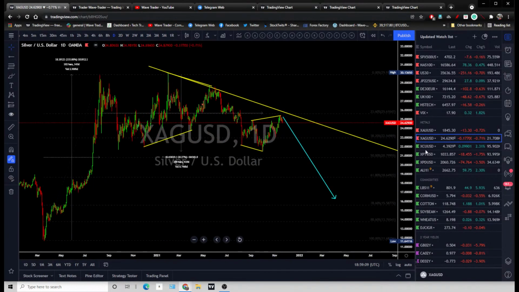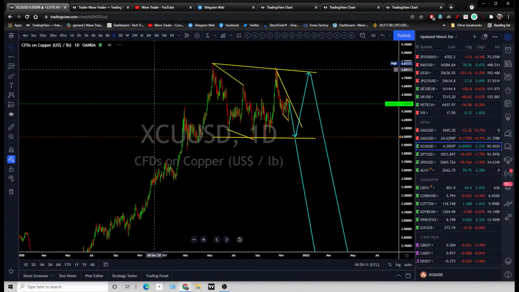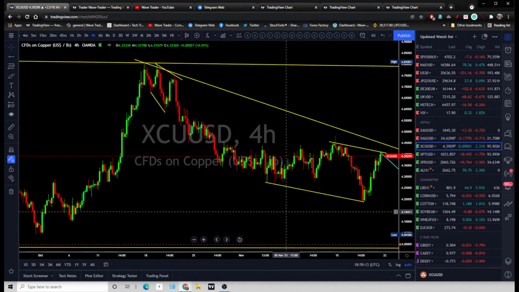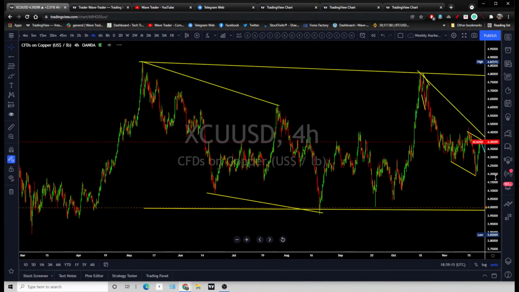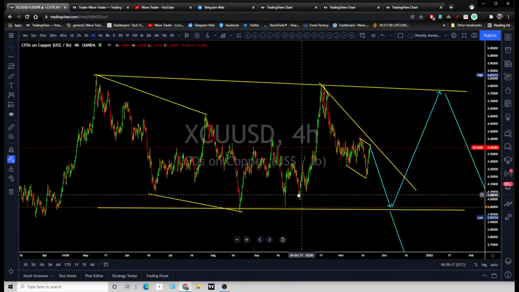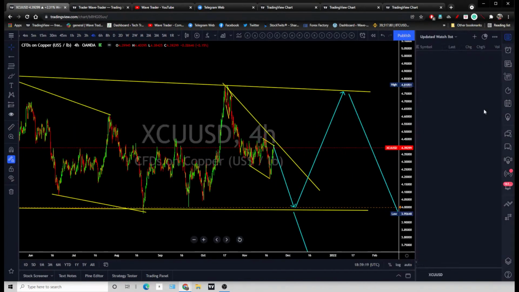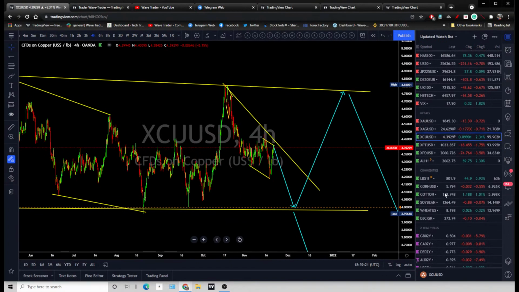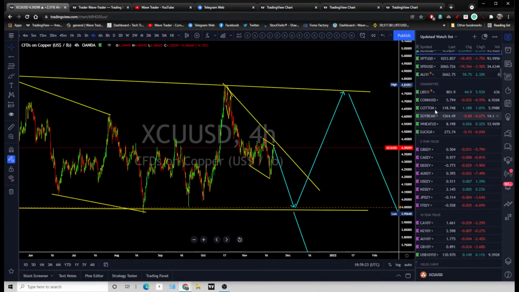Okay, that chart. Copper to go down too. All right, so that's the copper chart. Therefore, our time frame is to continue to keep dragging lower.